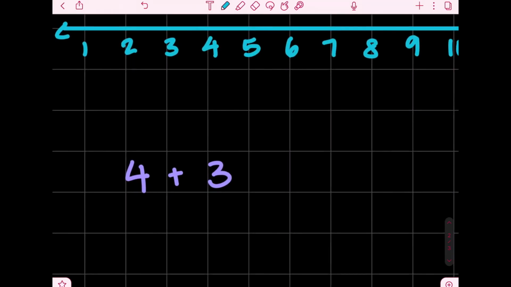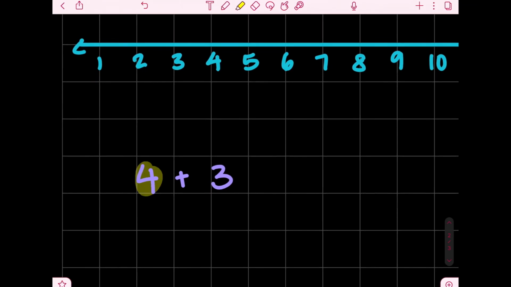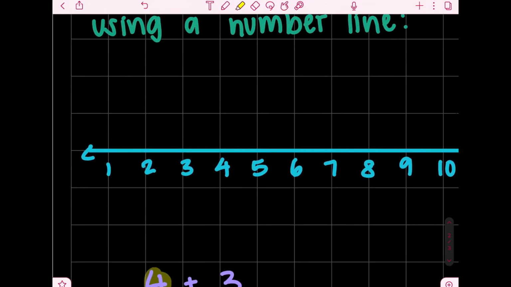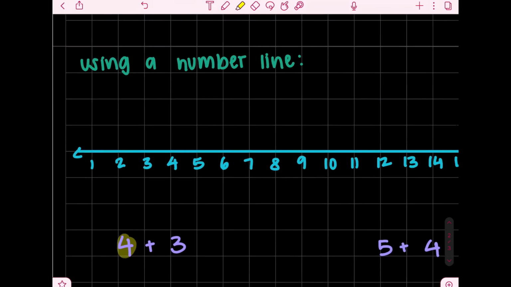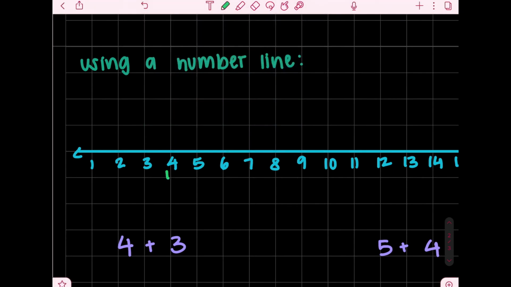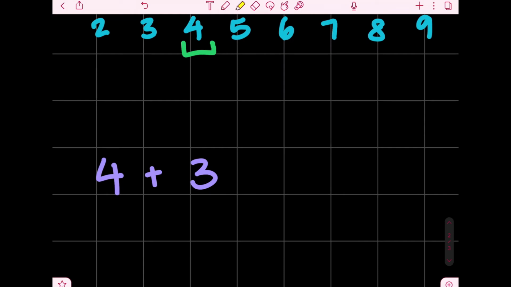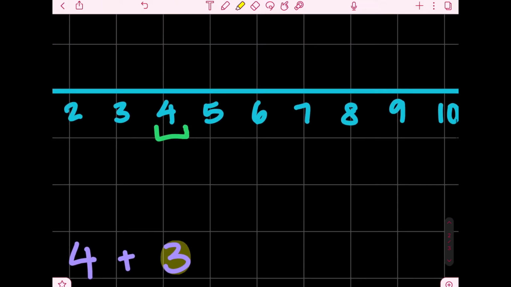If we have the problem 4 plus 3, the first thing that we're going to do is locate the number 4 on our number line. Looking at our number line, we can see that the value of 4, I'm going to use the color green, is right here on our number line. Now, in our example problem 4 plus 3, we have the plus 3 part that we need to worry about using the number line. So, if you count 3 on the number line, this is how it's going to go.